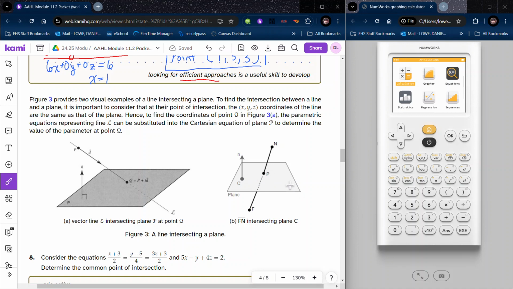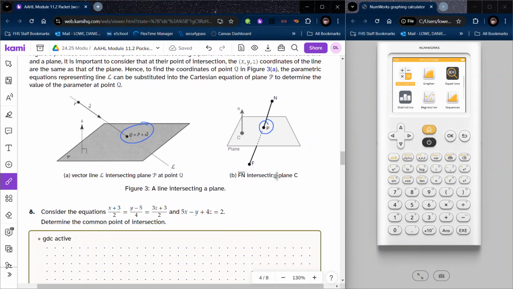So it's important to understand the labels of our graphs. This is plane P intersecting at point Q with line L, while this is plane C, with normal vector N, intersected with the line segment F to N at point P. So the key to understanding intersections between planes and lines is that there's a common point of intersection.